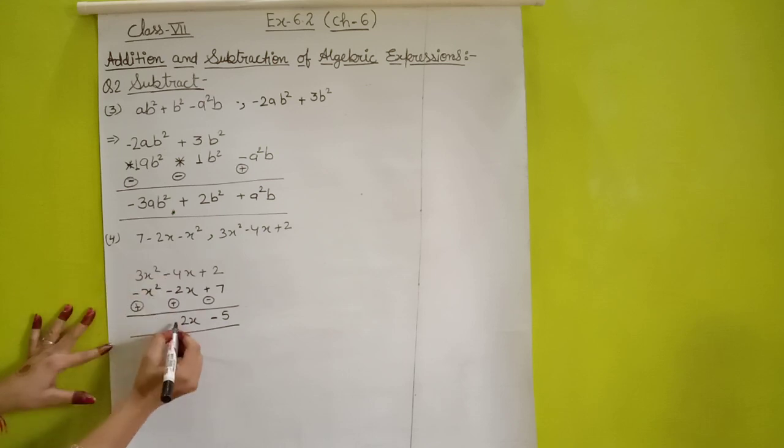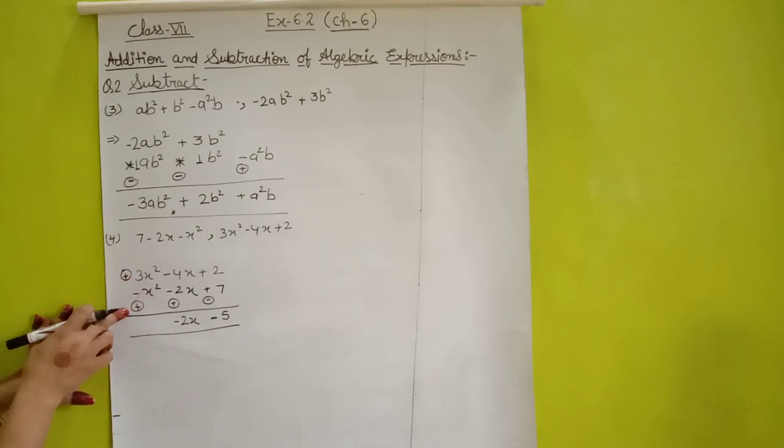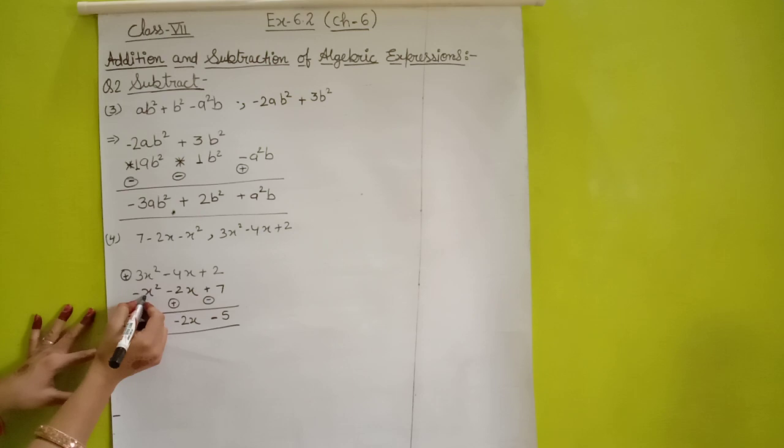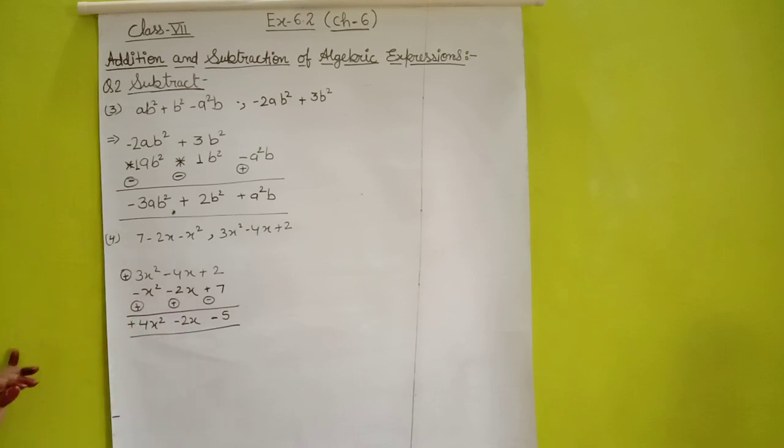Sign of greater number will come. 4 is having plus sign. x square is also having plus sign. Plus plus will be plus. 3x square and x square. It will be 4x square with a positive sign.